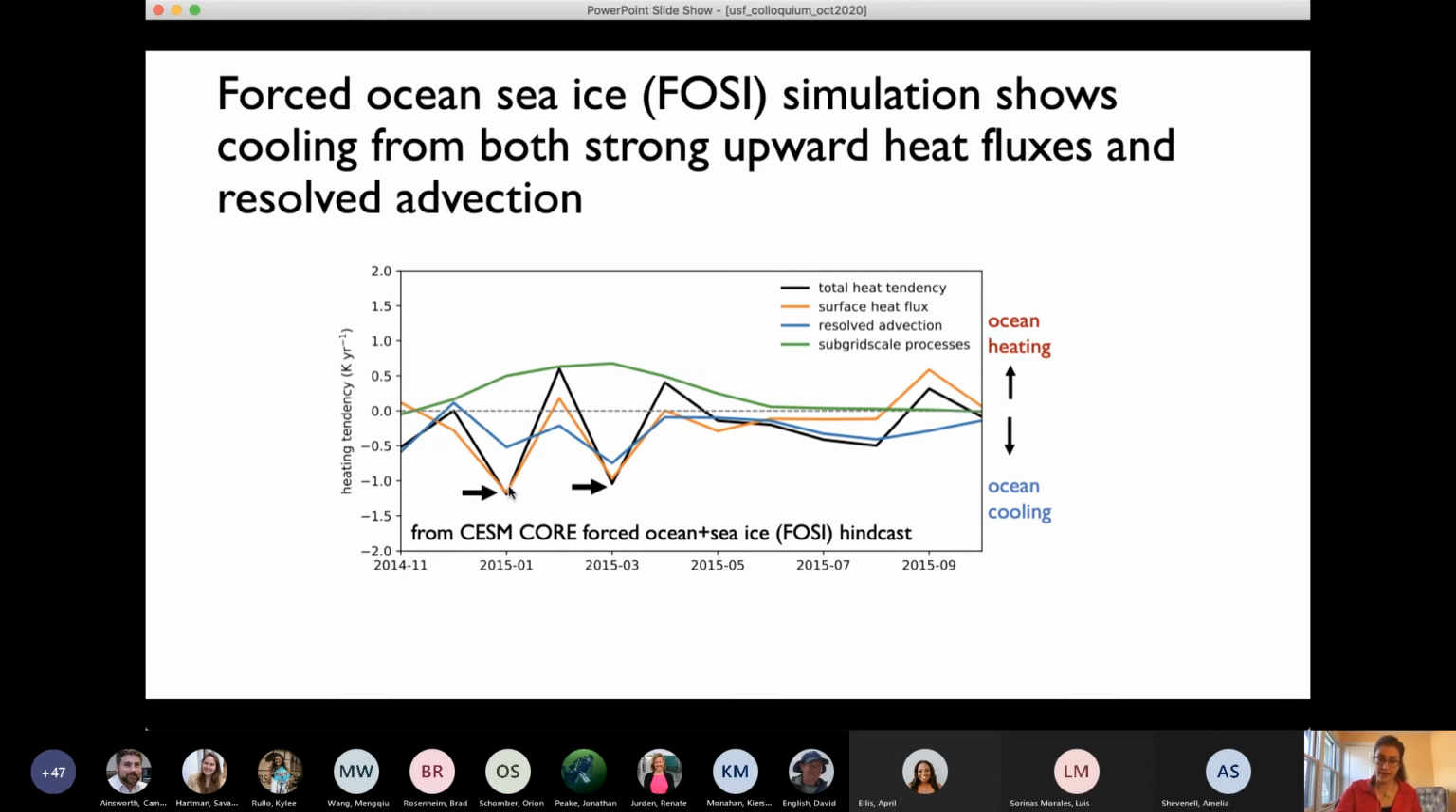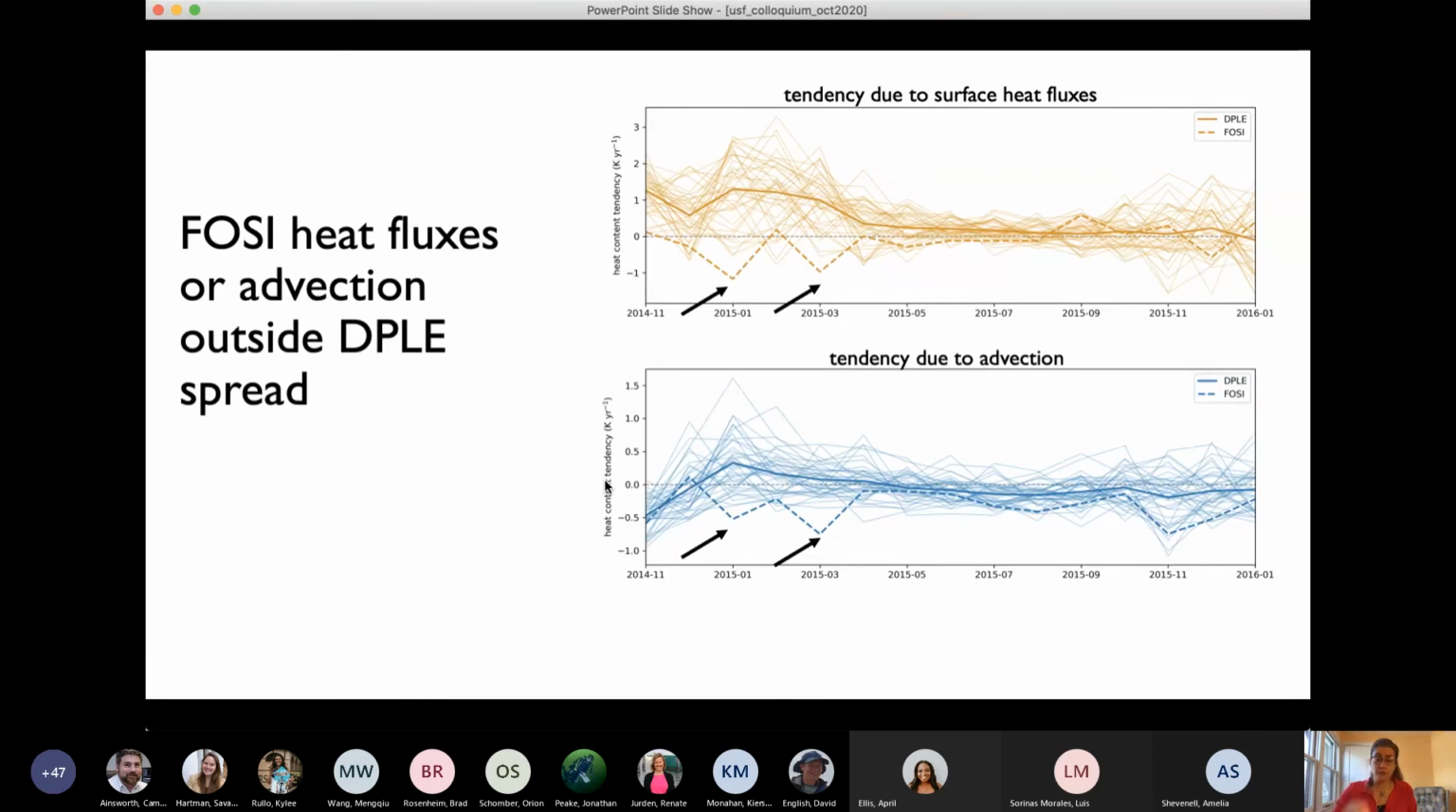So this orange line is the surface heat fluxes, and the blue line is resolved advection. And what you can see is that you have strong negative anomalies of these two during January and March of 2015, and that those 2 months in particular are leading to a lot of the cooling. If we look at the DPLE, those are the solid lines, and compare it to the FOSI, our stand-in for truth, what we can see is that for both the surface heat fluxes on top and the advection below, the FOSI falls outside the spread of the DPLE in both January and March.